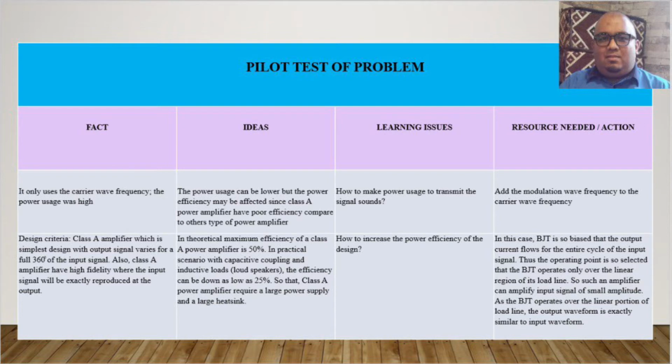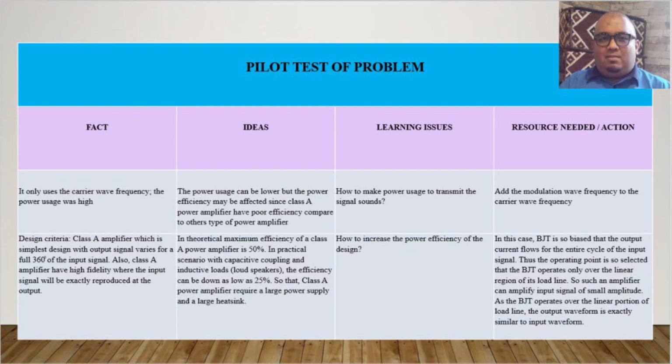Another fact is design criteria. Class A amplifier is the simplest design with output signal varying for the full 360 degrees of the input signal. Also, Class A amplifier has high fidelity, where the input signal will be exactly reproduced at the output. The idea is, theoretically, maximum efficiency of Class A power amplifier is 50% only. In a practical scenario with capacitive coupling and inductive load, the efficiency will be even lower, below 25%.